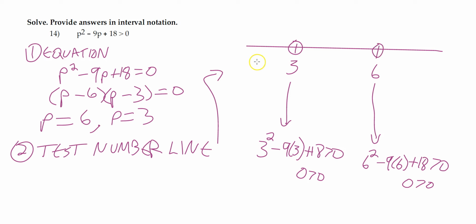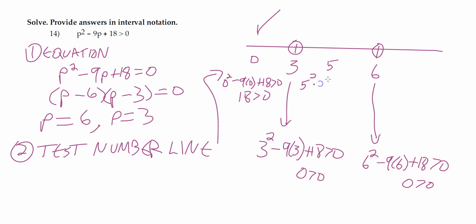Now we test numbers in each of these intervals. We have a left interval, a middle interval, and a right interval. We just need one representative to test the entire infinite number of values. For example, 0. Testing 0 would be 0 squared minus 9 times 0 plus 18 greater than 0. That's 18 greater than 0. That is good.